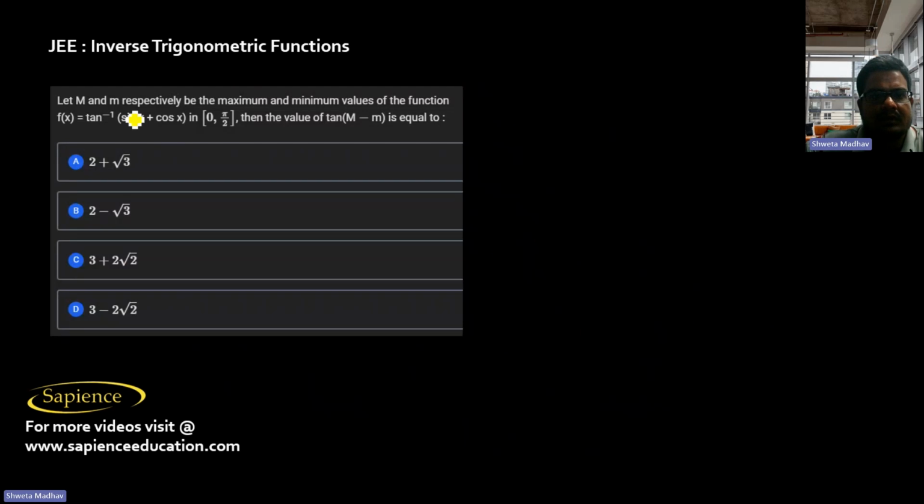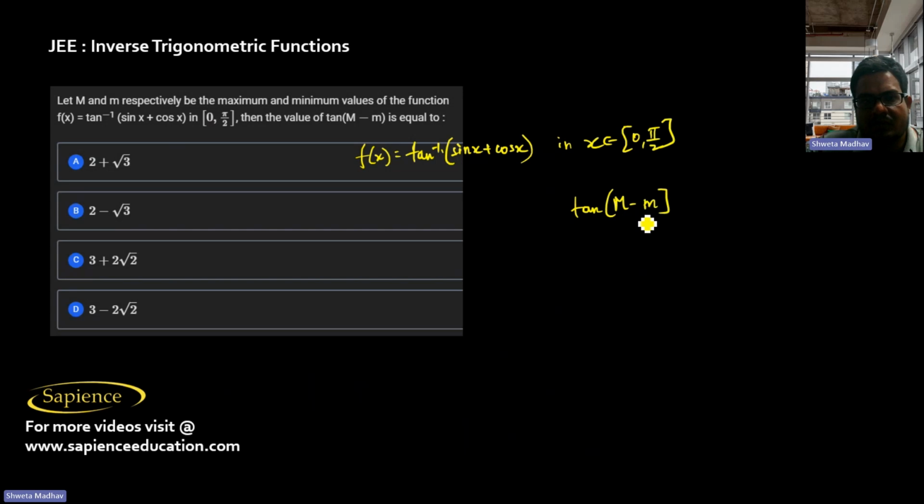Then here it is told, let capital M and small m respectively be the maximum and minimum values of the function f of x is equal to tan inverse of sin x plus cos x in the interval x belongs to 0 to pi by 2. Then the value of tan of M minus m, that is how much? So capital M is the maximum value of the function f, and small m is the minimum value of the function f of x.